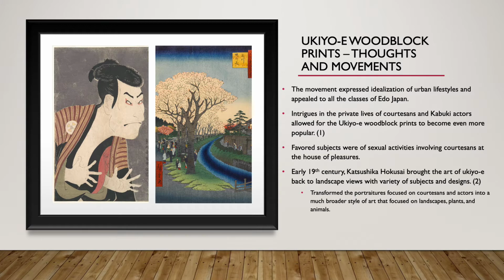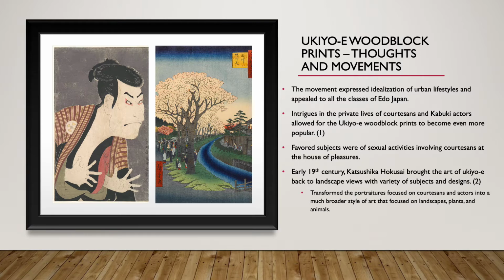Ukiyo-e woodblock prints, movements, and thoughts. The Dream of the Fisherman's Wife was in the nikuhitsuka form of ukiyo-e art style, where the movement expressed idealization of urban lifestyles and appealed to all the classes in Edo, Japan. There were intrigues in the lives of the courtesans and actors, which allowed for the ukiyo-e woodblock prints to become even more popular. One of the most favored subjects of paintings were scenes of sexual activities involving the courtesans at the houses of pleasure in the early 17th century.